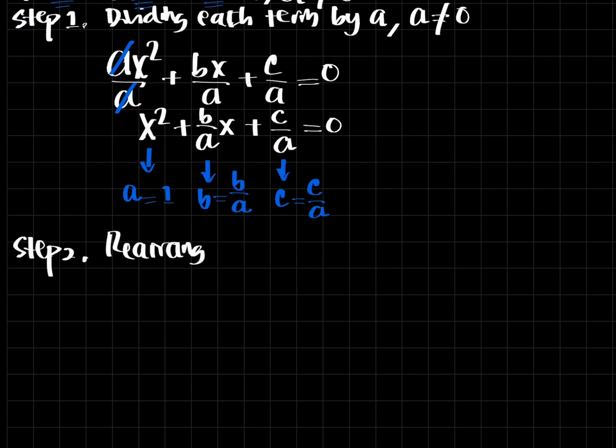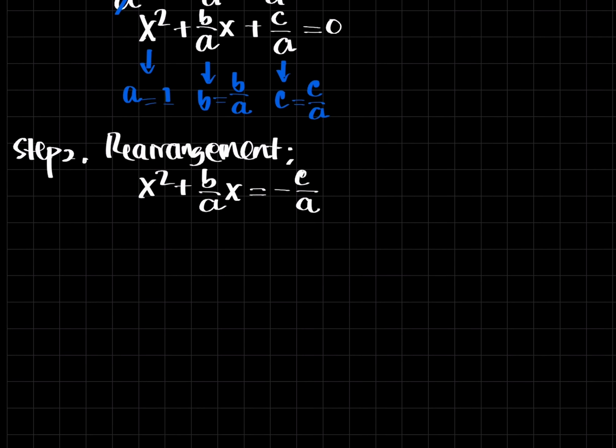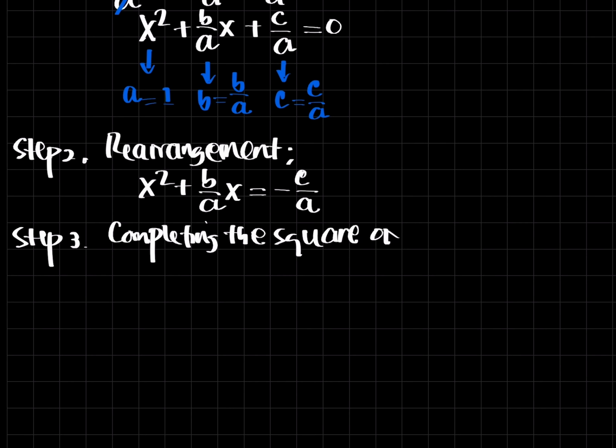The rearrangement: x squared plus b over a x. So we can move c over a to the right side, so it turns into negative c over a. Step 3, we do completing the square on both sides. So you do completing the square on both sides.